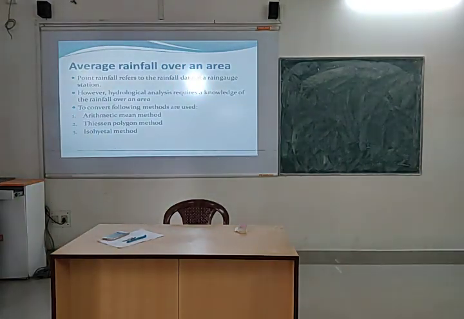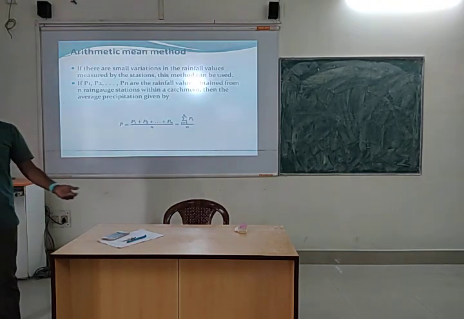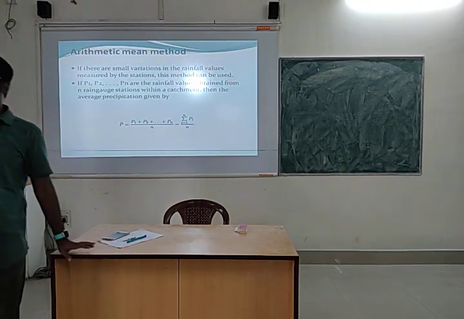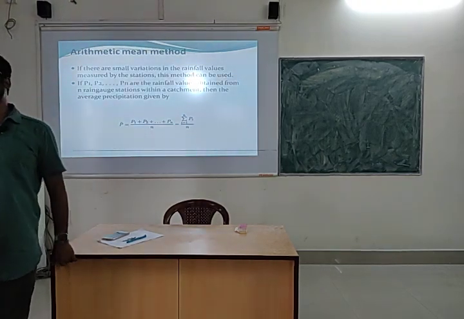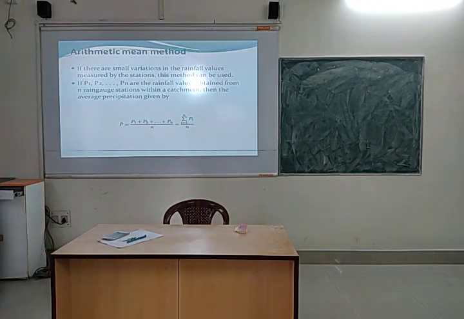We have seen the formula, right? For the first one, the arithmetic mean method, we have this formula where we simply sum up all the precipitation values and divide by the number of rain gauge stations over the catchment area, and we get the average precipitation on that area, right?